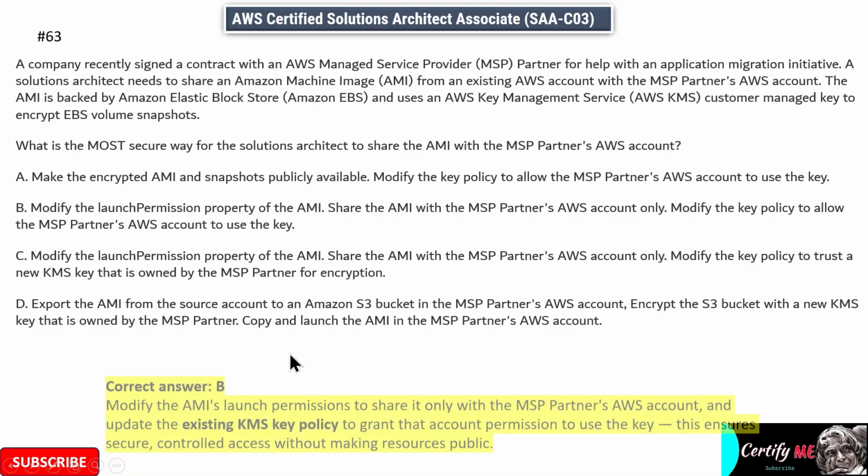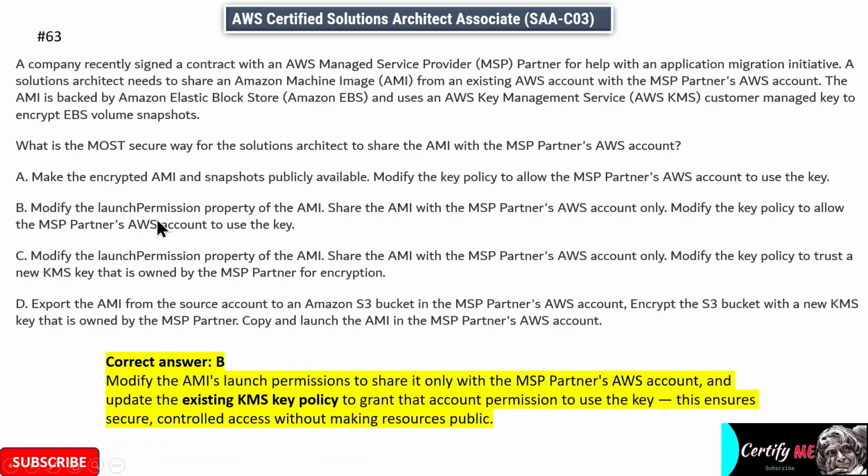The correct answer is option B. Modify the launch permission property of the AMI. Share the AMI with the MSP partner's AWS account only. Modify the key policy to allow the MSP partner's AWS account to use the key. Modify the AMI's launch permissions to share it only with the MSP partner's AWS account and update the existing KMS key policy to grant that account permission to use the key. This ensures secure, controlled access without making resources public.